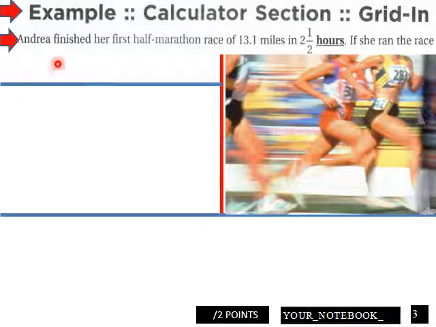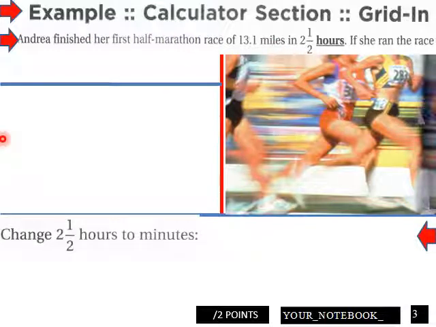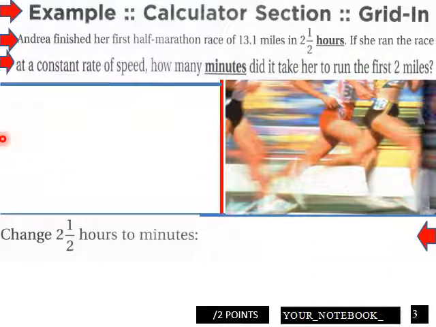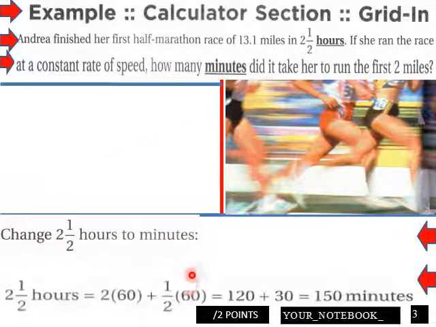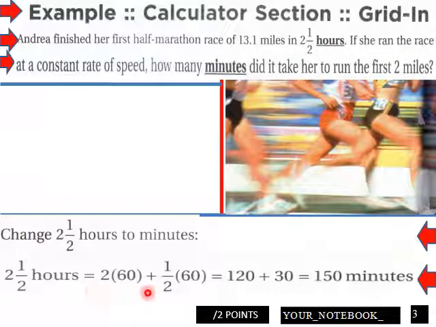Calculator section, grid in. Andrea finished her first half marathon of 13.1 miles in 2.5 hours. If she ran the race at a constant rate of speed, how many minutes did it take her to run the first 2 miles? So change 2.5 hours to minutes first. 2.5 hours equals 150 minutes. How many minutes did it take her to run the first 2 miles?